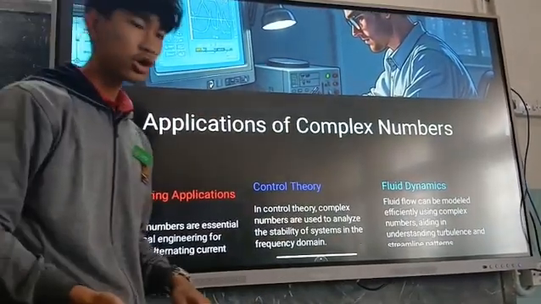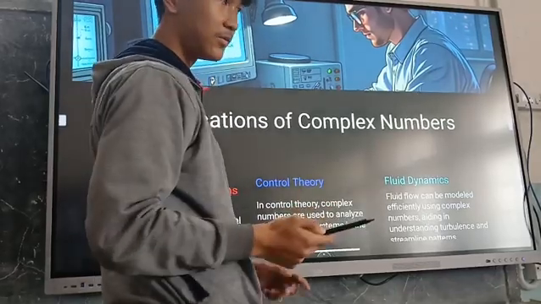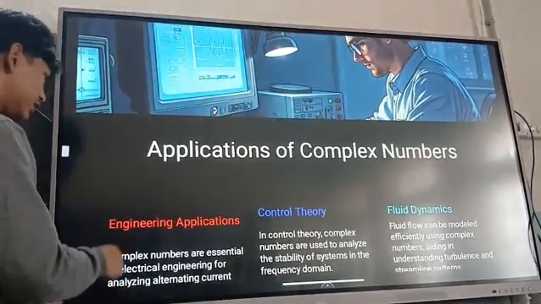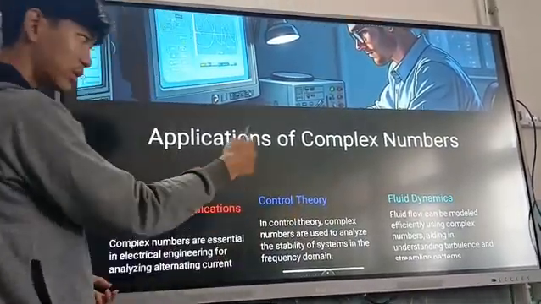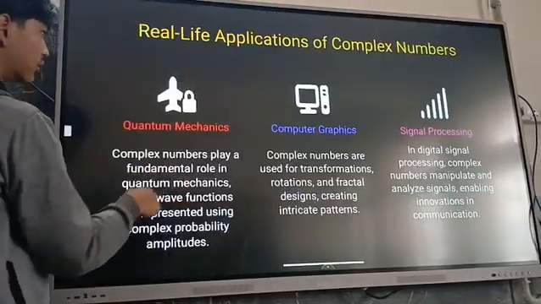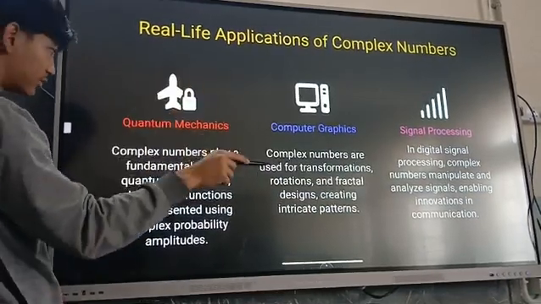So now next we are going to talk about the applications of complex numbers. As with everything that we learn, we have to put it into real life and use. So the first is engineering applications, then control theory, then fluid dynamics. We'll go through each one by one. The first one is quantum mechanics. These are real life applications of complex numbers.